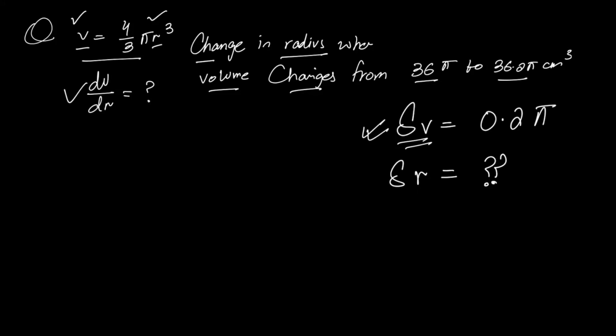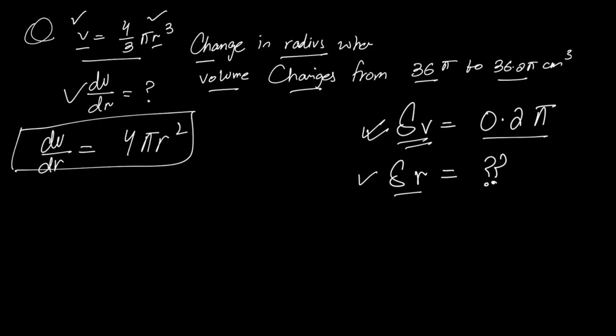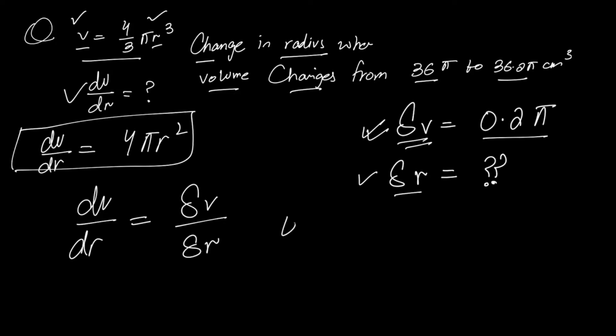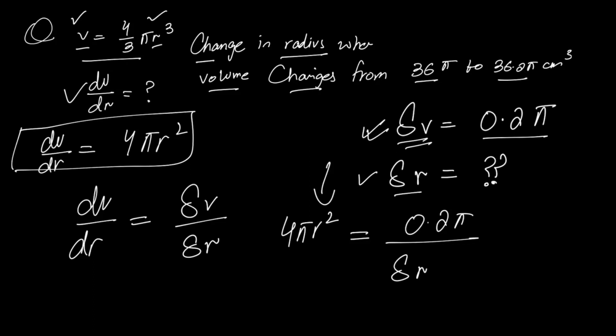So we have the small change in volume, which is 0.2π, and we have to find the small change in the radius. First of all we'll find dV upon dr, which equals 4πr². Now we can equate this to the small change in V upon the small change in r, and because that was 4πr² and the change in volume was 0.2π, we get this equation. Now we can't solve this any further without putting in the value of r, so we have to find the value of r as well.